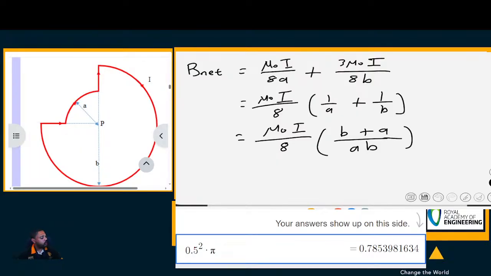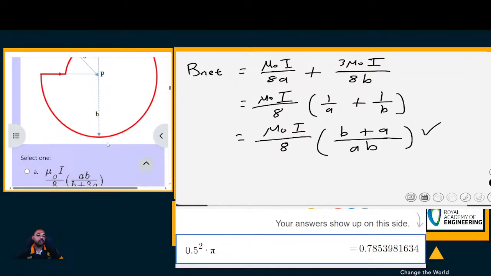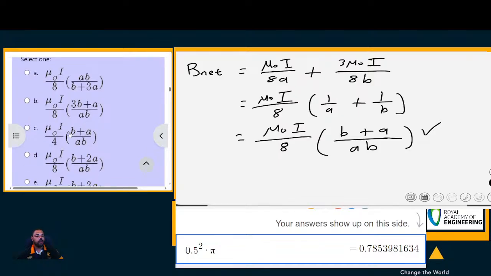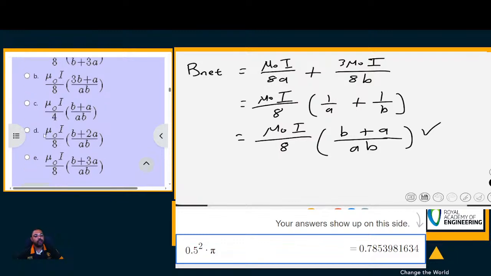Okay, so the answer should be mu naught times I over 8 B plus A. Let's go check into that options if there is one that says mu naught I over 8 B plus A or A plus B AB. Here's one, but it's over 4 mu naught 8 3B. No, can't be this one because it's over 4. Here's mu naught I over 8 B plus 2A.